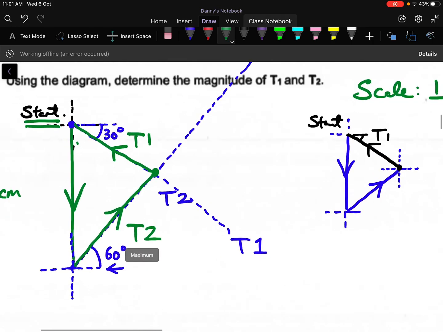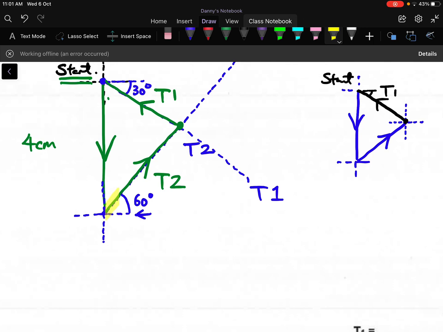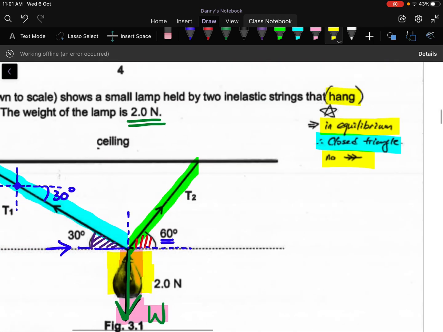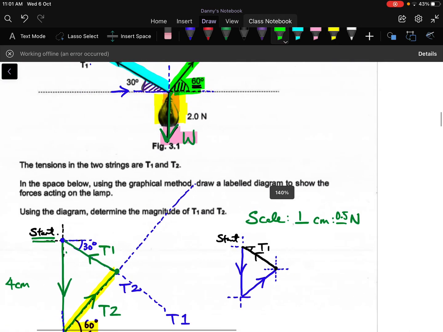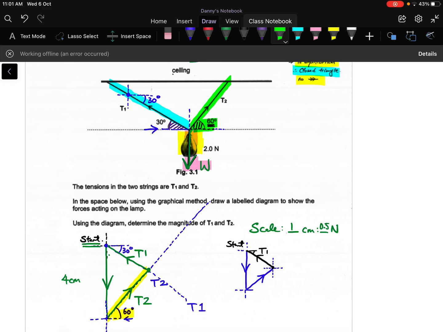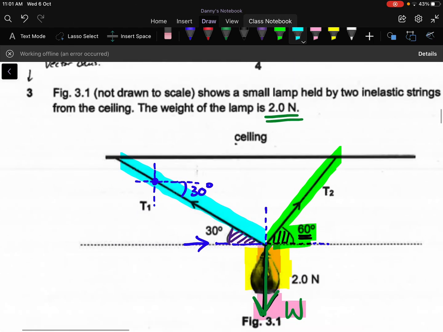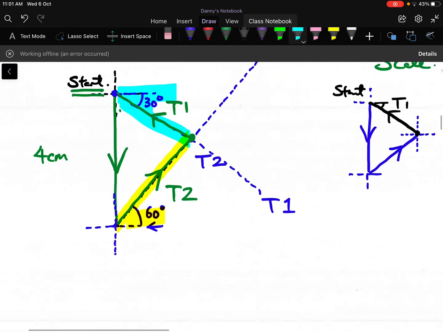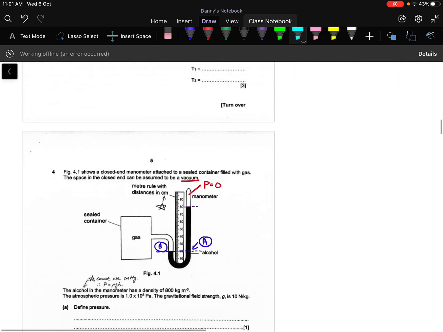Now take note that when I draw T2, it is always pointing northeast at 60 degrees, which is the same here. Pointing northeast at 60 degrees, right? You can see that the yellow and the green one actually match. Similarly, when I draw my T1, it will end at 30 degrees towards the northwest. So you can see here, 30 degrees towards the northwest. Okay? So that is your vector diagram.